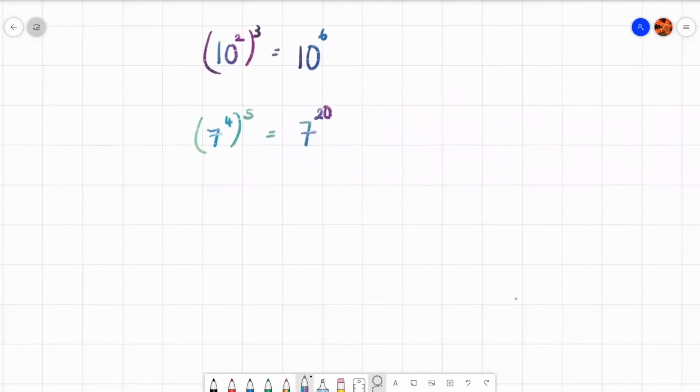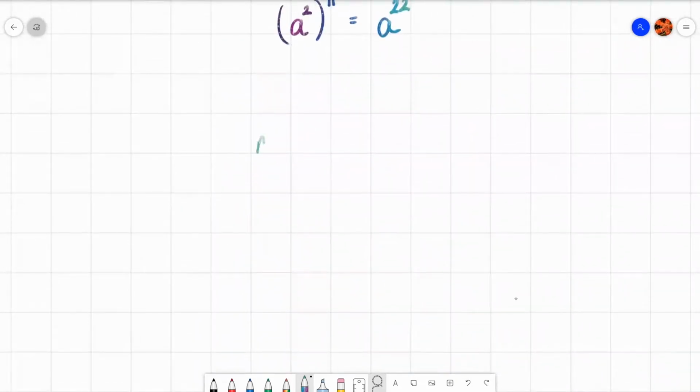Again, you might have something like this: a to the power of 2 to the power of 11. So again, a stays the same and you just multiply the numbers. 2 times 11 is 22. And that is your rule for brackets. So when you have brackets, you multiply the powers.